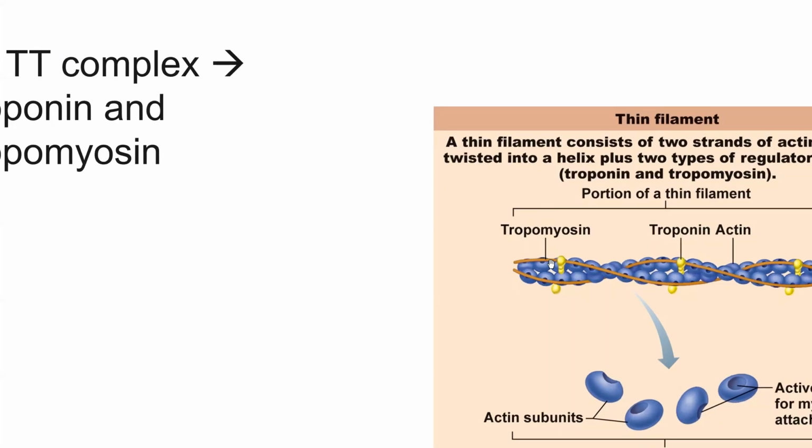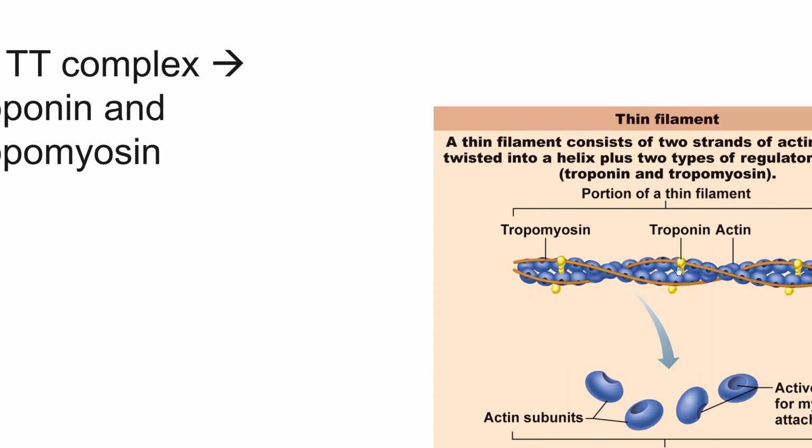tropomyosin, which I look at as a piece of wire or a piece of duct tape that is going to hold those two strands of pearls in line. So we have the actin subunits, put together like two strands of pearls, and the tropomyosin goes along the outside of the pearls and maintains their integrity.